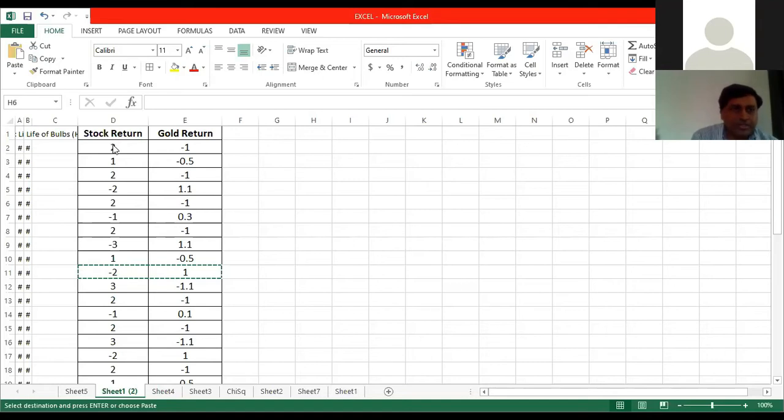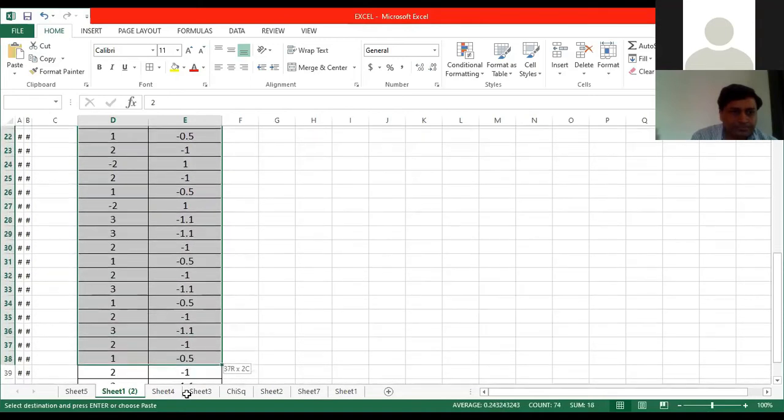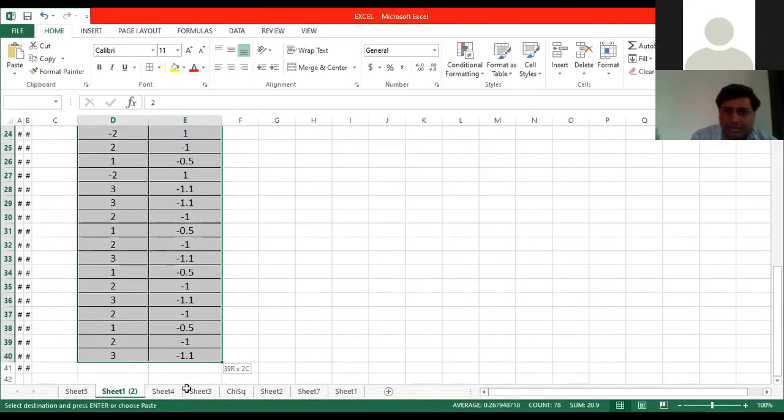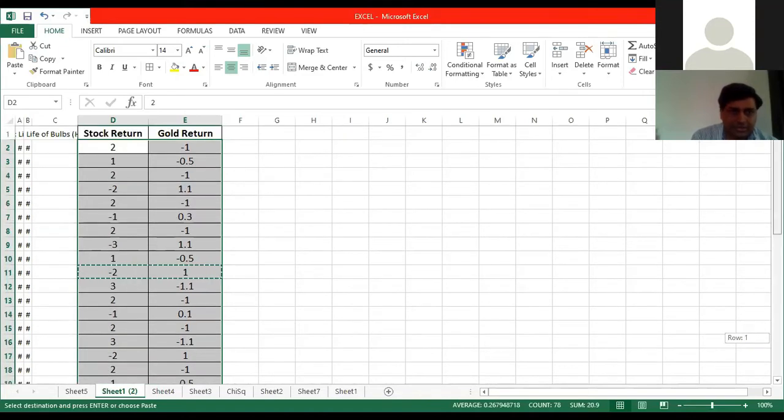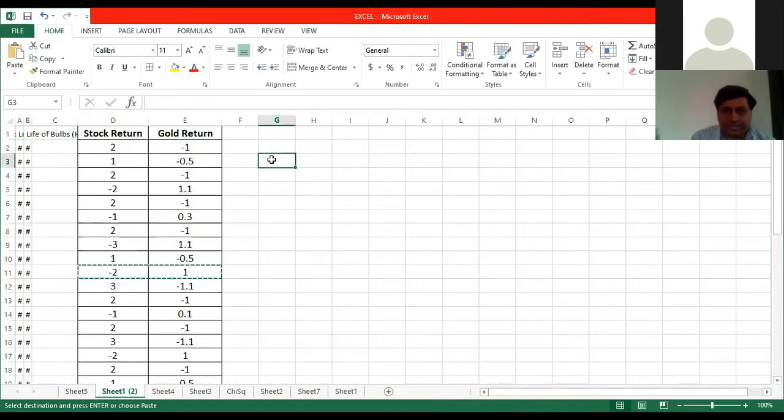You can see that we have taken around 39 days of returns. And let us see, we want to find out, is there any association between these two returns? Stock returns and gold returns, these are two asset classes. So do we see any kind of association between these two returns?